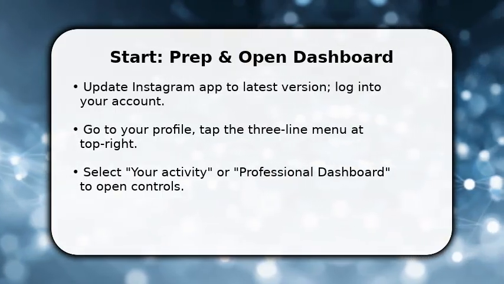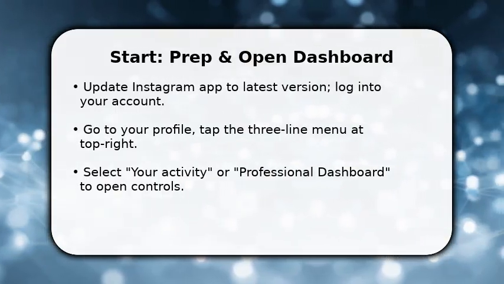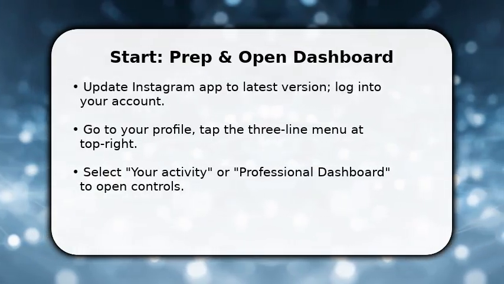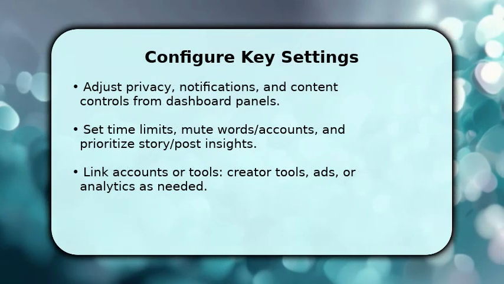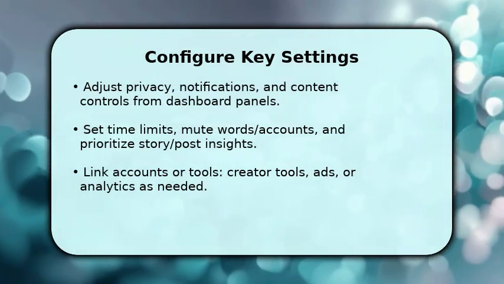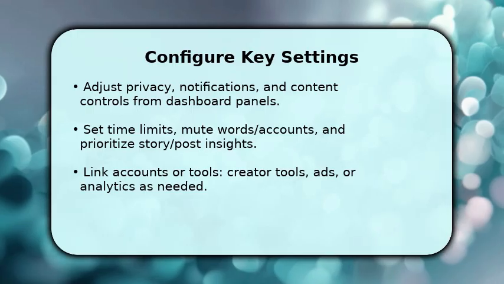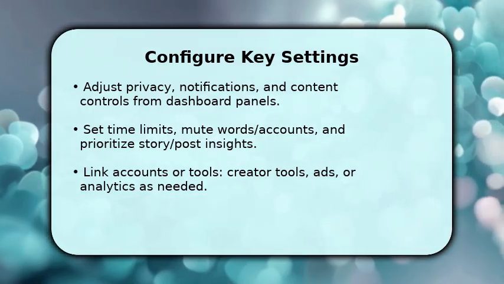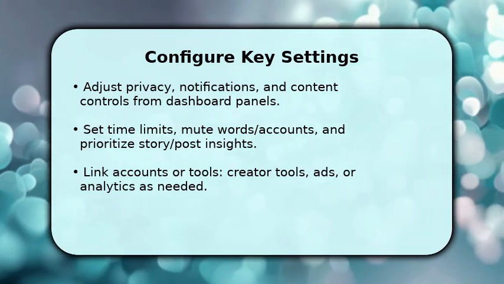This first view tells you what matters most and what to change first, so you can act quickly without digging through settings. You'll now configure the central controls. Tap each panel to adjust privacy, notifications, and content filters. These directly affect what you see and who sees you. Make sure to set time limits and mute words or accounts that distract you.